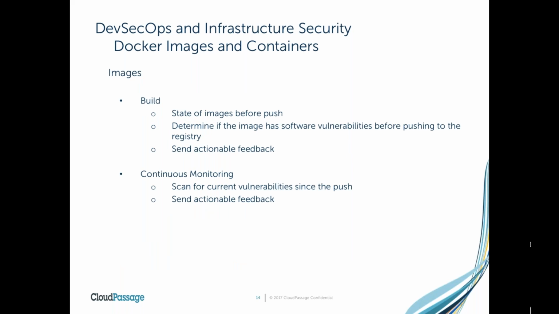As we continue to move forward, let's look at the build process, just break this out a little bit more before we look at some concrete examples. The build process is, again, proactive security. We're going to look at the state of images before we push. I want to know if there are any software vulnerabilities in the image before I push it to the registry. So I'm going to put a gate up, and if there are vulnerabilities within this image, I'm not going to push it, and I'm going to send actionable feedback that says what the problem is so we can fix it, check back into the process, kick off another build, and then push if we've fixed it.